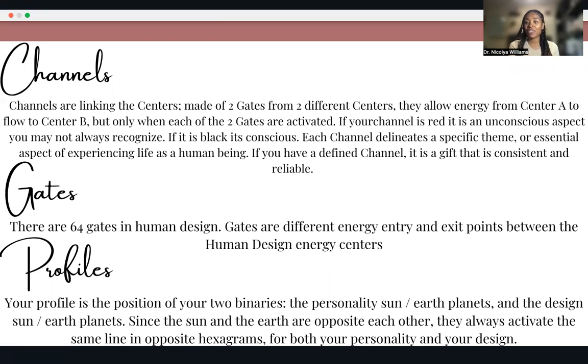And if you have a defined channel, it's a gift because it's consistent and it's reliable. You can access it all the time, especially if it's black, because you're aware of being able to access it. The red side is more like other people see it and you're like, oh, I didn't even know that they noticed that.